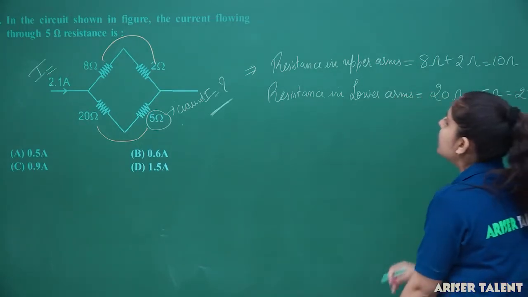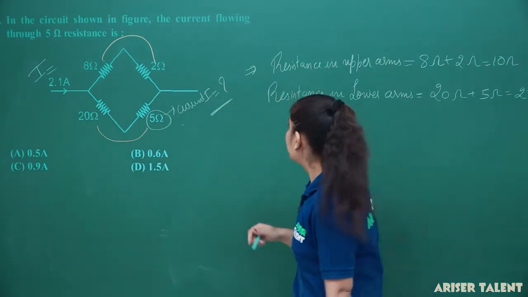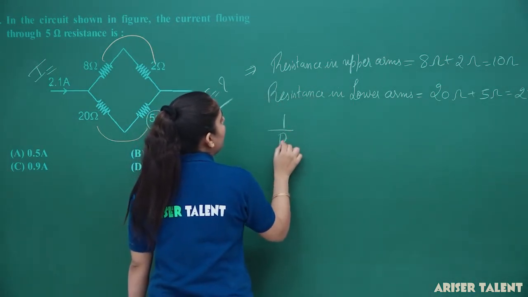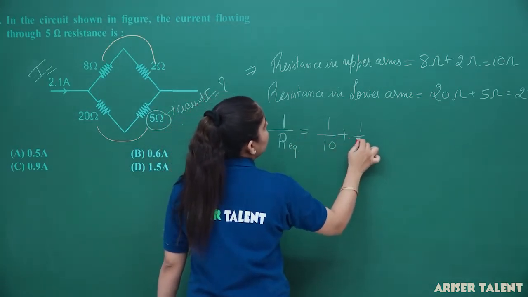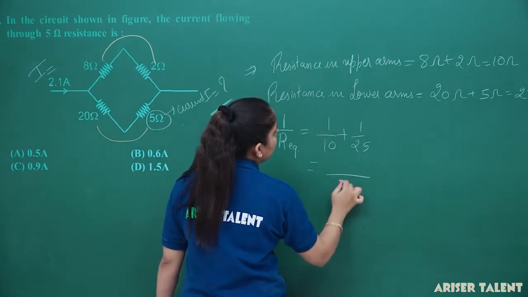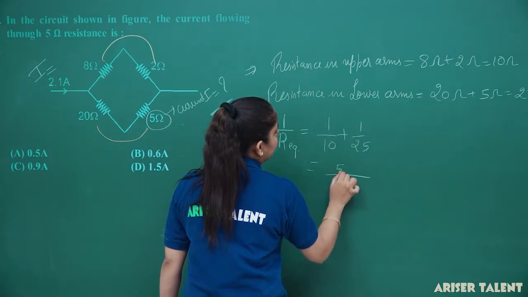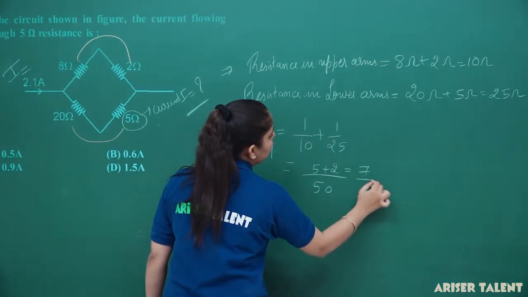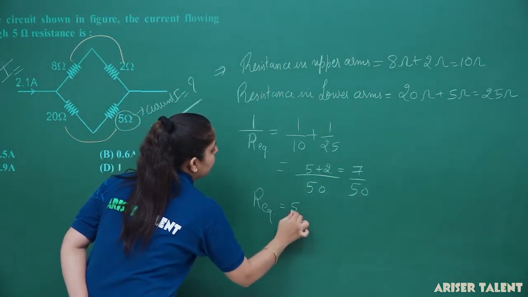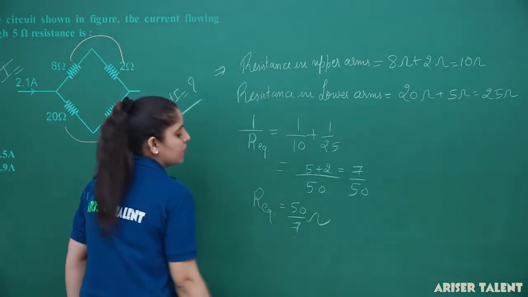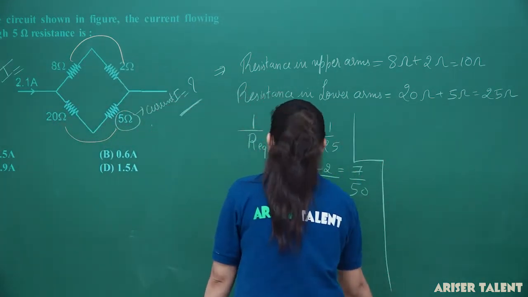Now, this combination connected with this combination will give you a parallel combination. So 1 upon R equivalent will be equal to 1 upon 10 plus 1 upon 25 and it came out to be 5 plus 2, it will give you 7 upon 50 and R equivalent will be 50 upon 7 ohm. So this is the value of the equivalent resistance I calculated from here.